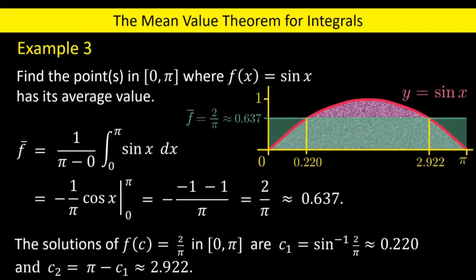Now we need to solve for c, a point where the function value equals 2 over pi. And there are exactly two solutions, in this case, in our interval, as you would expect from looking at the graph. And here are the two solutions. I've written them exactly, and also numerical approximations correct to 3 decimal places.